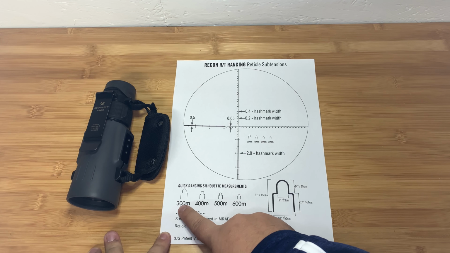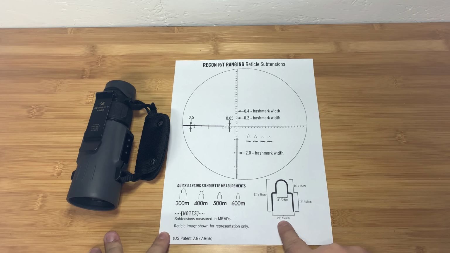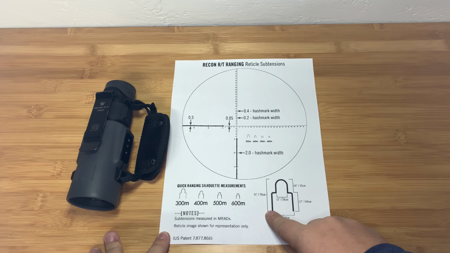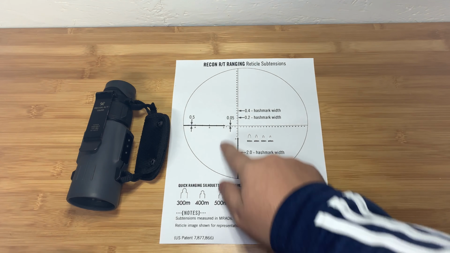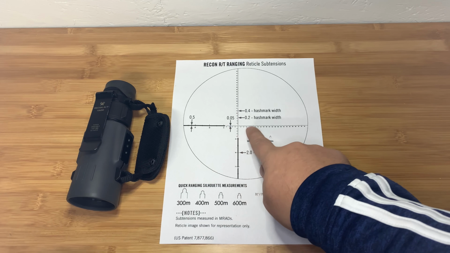What they correspond to is you fit an average man in there, an average man they're calling 20 inches wide, 31 inches tall from this line up, 14 inches from the head, shoulder to arms 17 inches. If you can fit them in here, that gives you a rough estimation of distance without doing any other work. So an average guy, if he fits this one here, he's probably at 300 meters, this one 400, 500, and 600 meters.